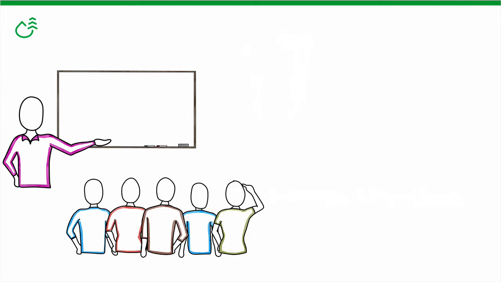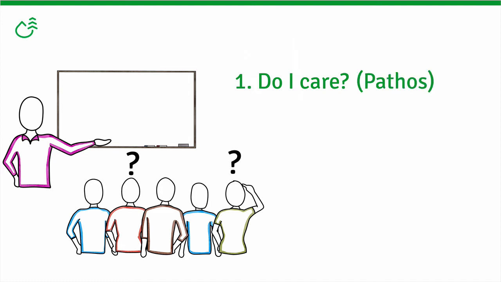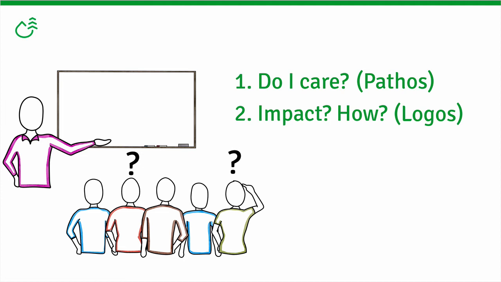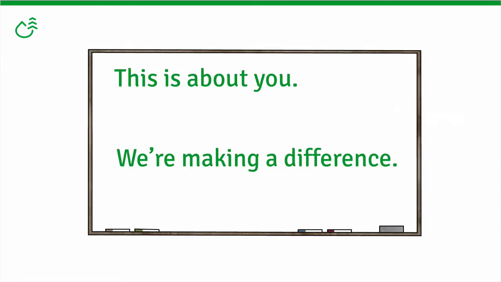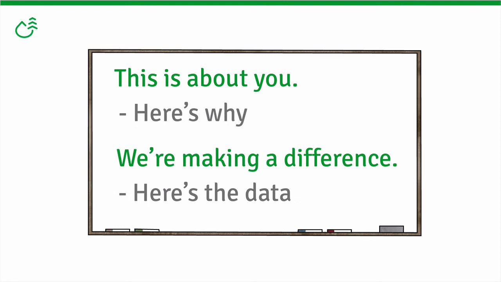You anticipate the attendees asking themselves, "Do I care about this enough to volunteer or give money?" Which is pathos. And, "Is the organization having an impact? How do I know?" That's logos. Anticipating these questions means that you can build answers into your explanation.